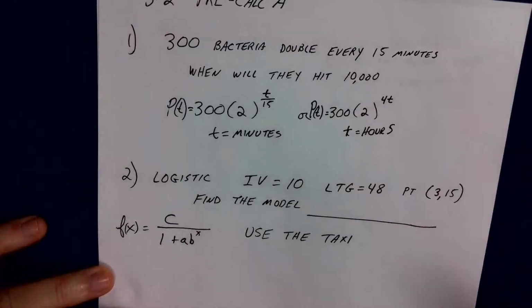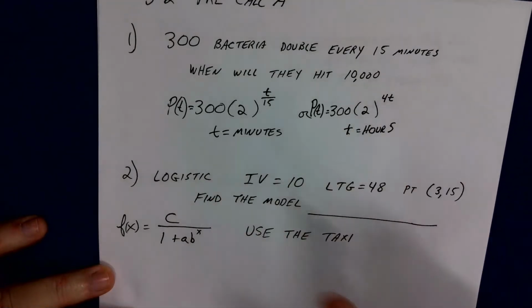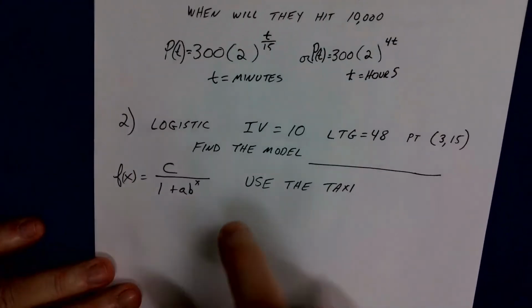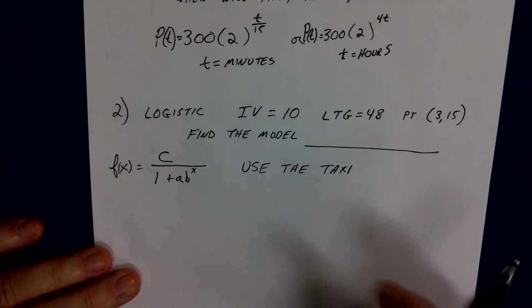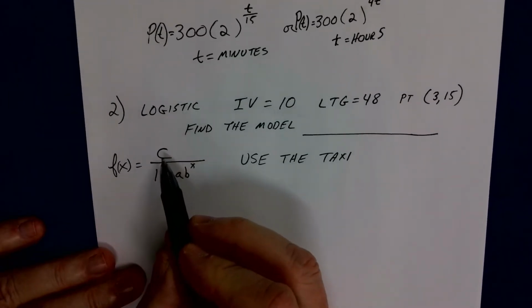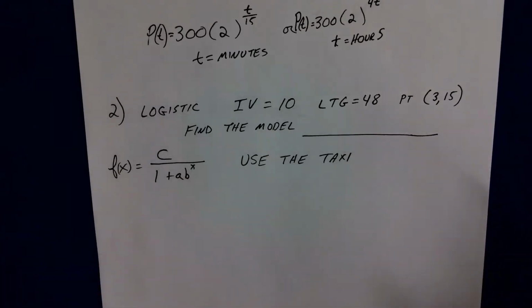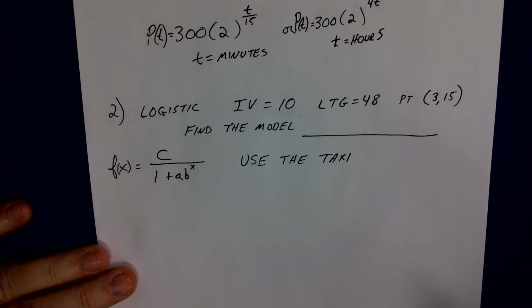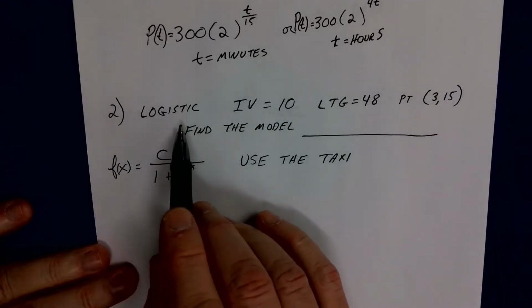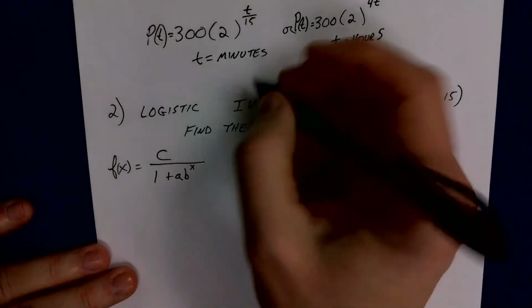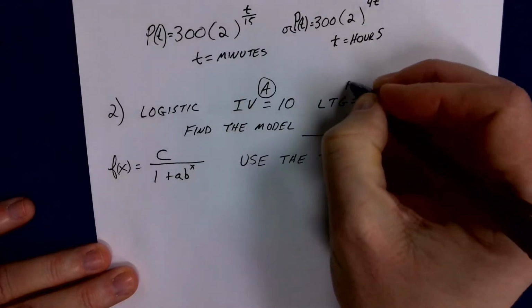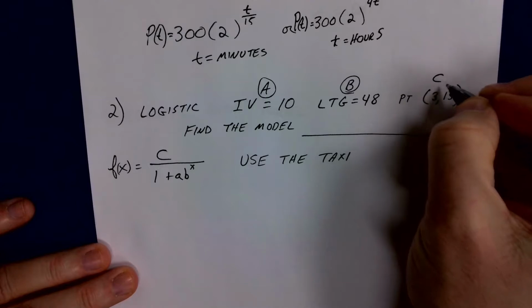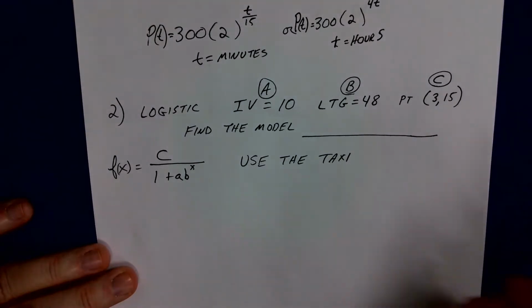The 10,000, you can solve that with either one of these and you'll see it works out. What I'm going to do down here is look at a logistic modeling problem. We have this formula, c over 1 plus ab to the x, and that's the generic model we're going to use. I'm going to give you 3 bits of information: A, B, and C.